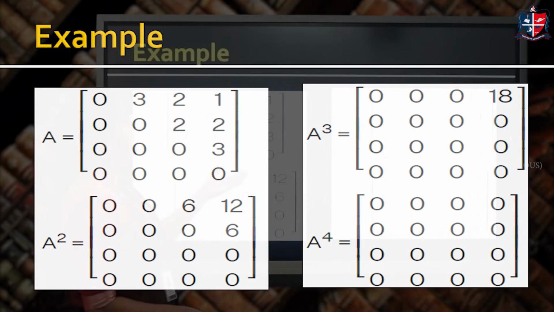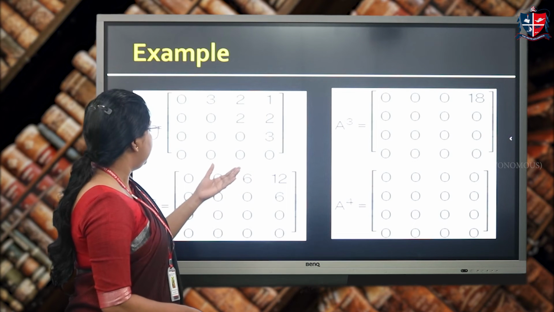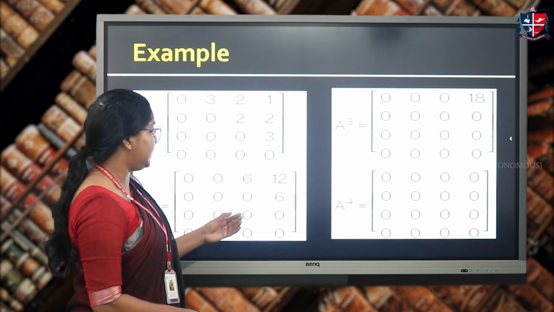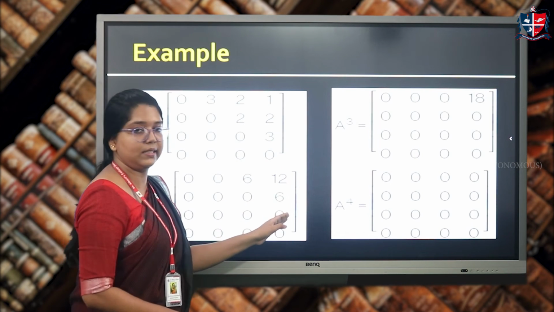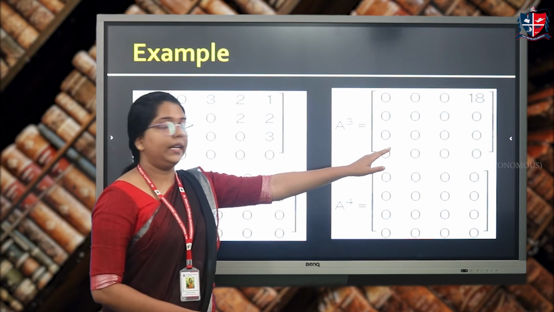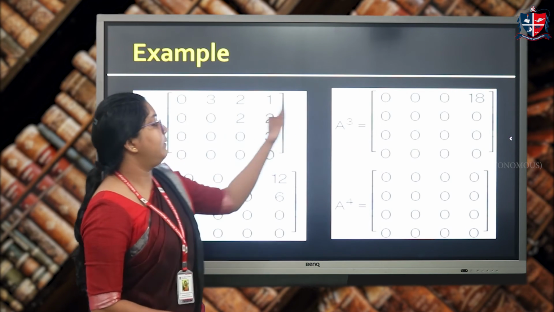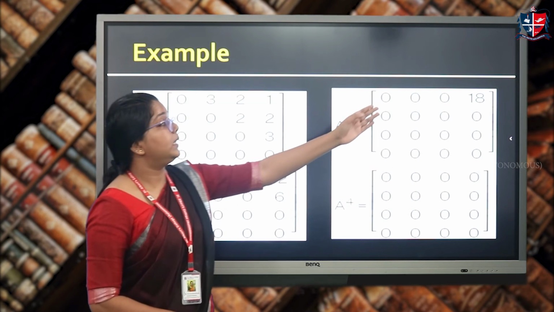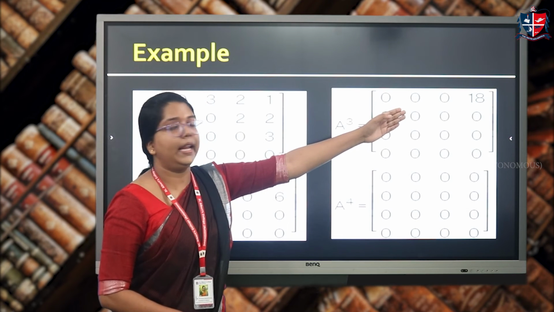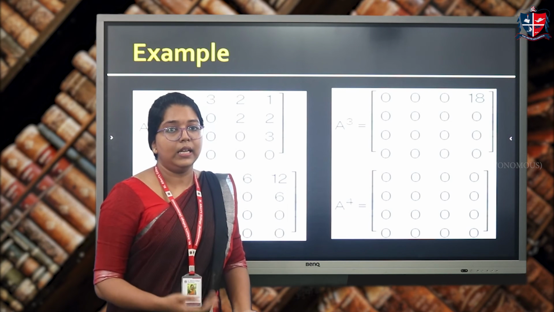This is the matrix. It is a 4 by 4 square matrix, of order 4. This is A square. As you can see, most of the entries have become 0, but the 6, 12 and 6 non-zero numbers remain. Next, we take A cube, that is, we multiply A square by A. Then we get A cube. Again, as you can see, there is an entry which is non-zero. 18 is the A14 entry. It is non-zero, so again it didn't become the zero matrix.